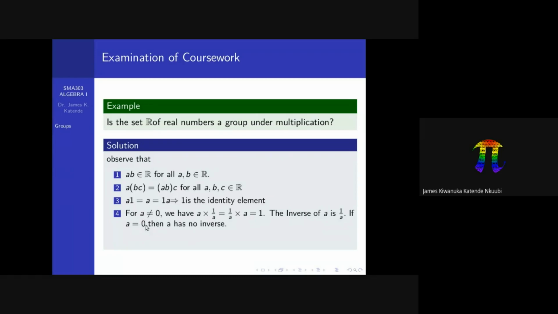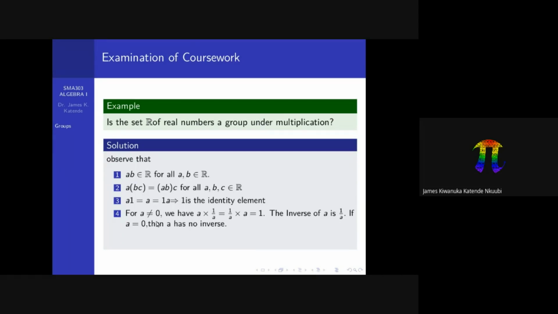But we have a problem with 0. 0 has no inverse. From the definition of a group, there should be no exception if all elements must have inverses for it to be a group. So if you find just one element which has no inverse, it fails to be a group, right? So all elements must have inverses for it to be a group.